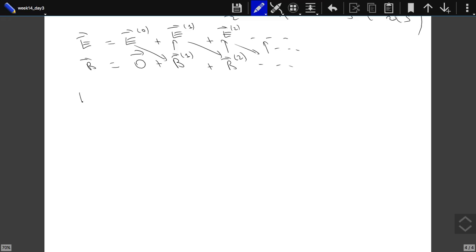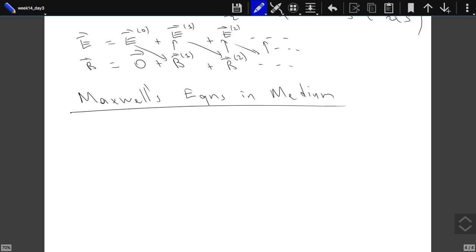Okay, so let's write the Maxwell's equations in medium. Now let's just remember what we did in medium. First we had defined some quantity called the polarization, and this polarization was the electric dipole moment per unit volume. And then we said that this polarization we can describe as some kind of a charge density.